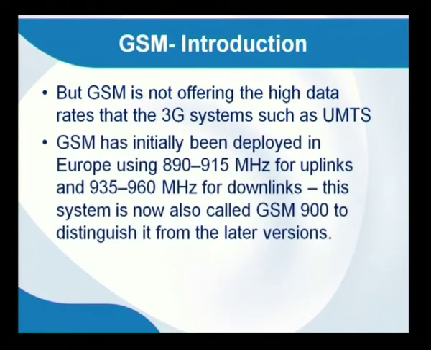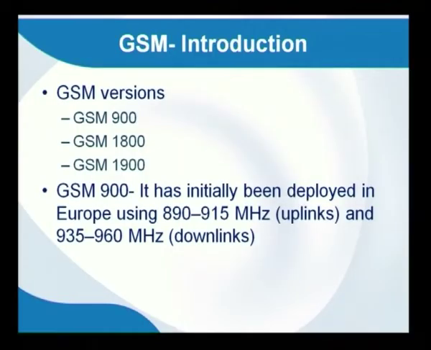Initially, the GSM has been deployed in European countries with various frequency ranges. For example, when they developed the first GSM in Europe, they allocated 890 to 915 megahertz for uplink frequencies and 935 to 960 megahertz for downlink frequencies. They have mentioned this standard as GSM 900. We should understand one thing, that the GSM has various flavors or various versions based on the frequency allocated. As I already mentioned, the GSM has various versions like GSM 900, GSM 1800 and GSM 1900.